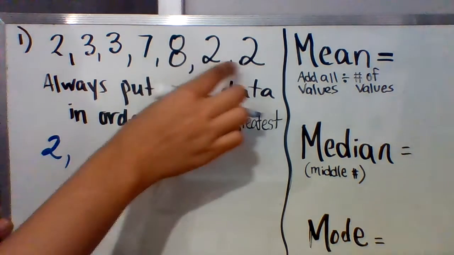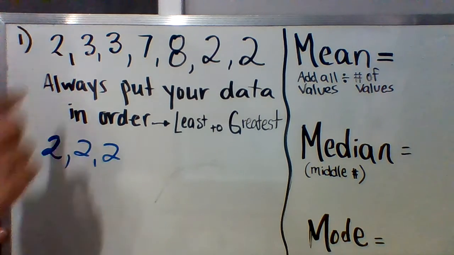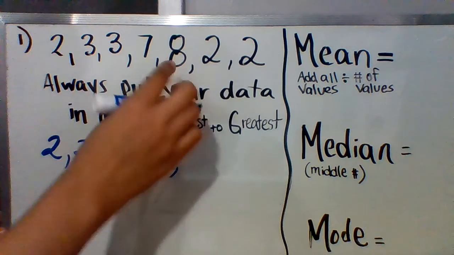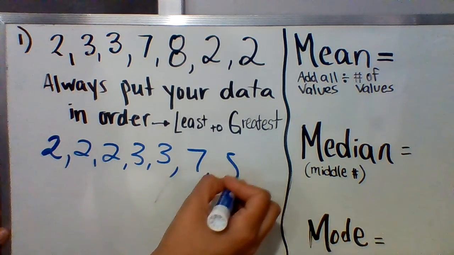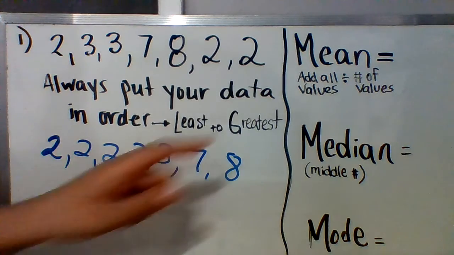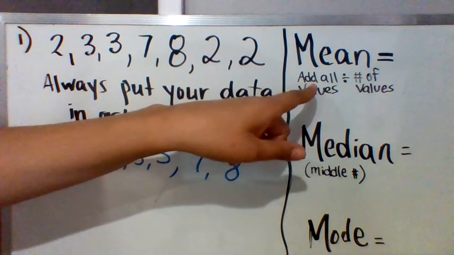You have 1, 2, 3 of this same number, the 2's. Then we have 3, 3. And then we have the 7 and the 8. So those are our numbers in our data set, and they are in order from smallest to biggest. Now I can add up all of the numbers, and I'm going to divide by the total number of values.